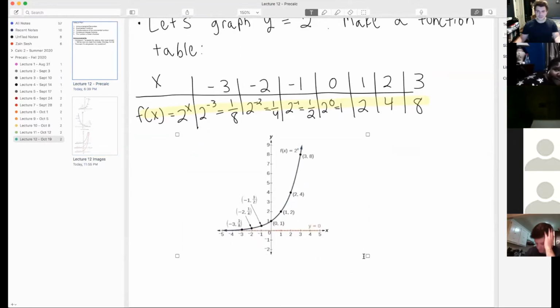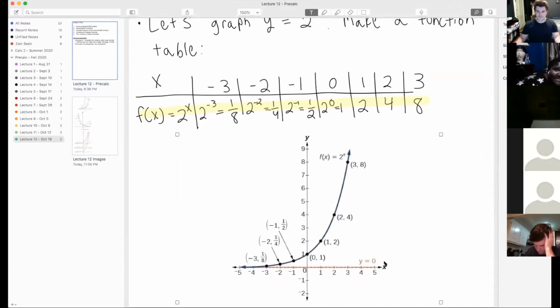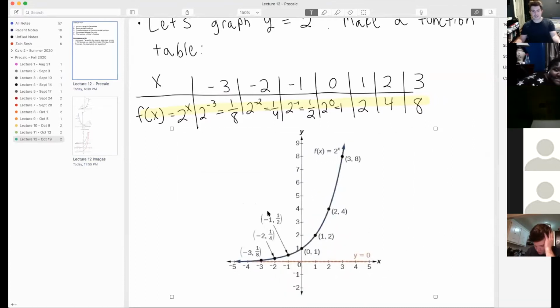This is what it's going to look like. This is the graph of y equals 2 to the x. You can see that the coordinates here, these guys, -3, 1/8, -2, 1/4, correspond exactly to our function table. That's all you would do. You would plot these points and draw this kind of curve through the points. That's what an exponential looks like. Any questions?